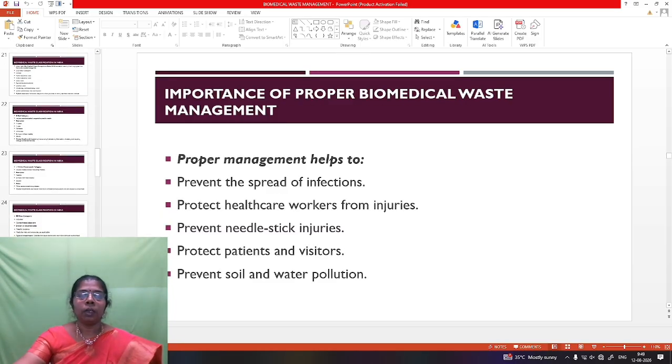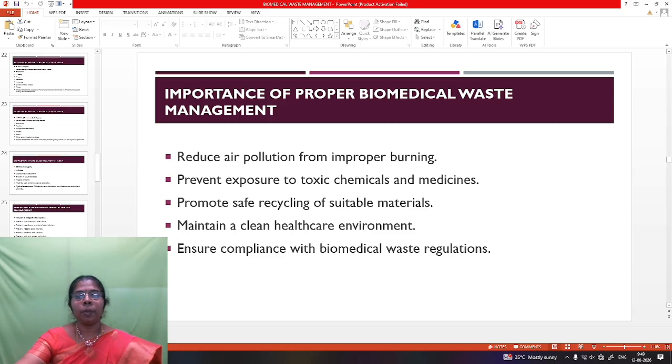And next one is the importance of proper biomedical waste management. Proper management helps to prevent the spread of infections, protect healthcare workers from injuries, prevent needle-stick injuries, protect patients and visitors, prevent soil and water pollution, reduce air pollution from improper burning, prevent exposure to toxic chemicals and medicines, promote safe recycling of suitable materials, maintain a clean healthcare environment, and ensure compliance with biomedical waste regulations. So these are the importance of proper biomedical waste management.